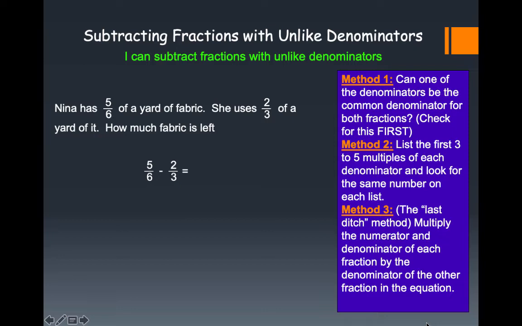So I can make 3 into 6 by multiplying by 2. Just as a reminder, whatever I multiply the denominator of the fraction by, I have to multiply the numerator as well, because we're creating an equivalent fraction of thirds in sixths this time. So 2/3, if I multiply the numerator and denominator by 2, I'm going to end up with 4/6. When I put this subtraction problem together, I've got 5/6 minus 4/6. That means I've got 1/6 of a yard of fabric left. That's how much fabric is remaining.